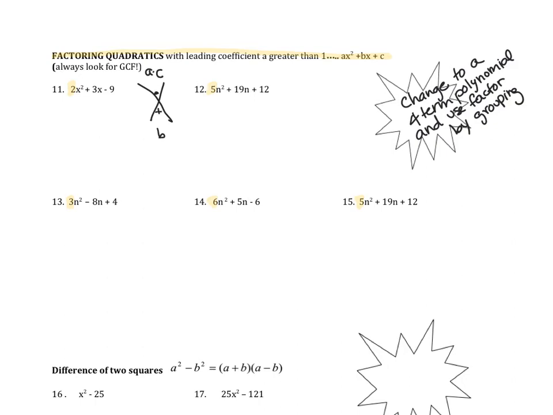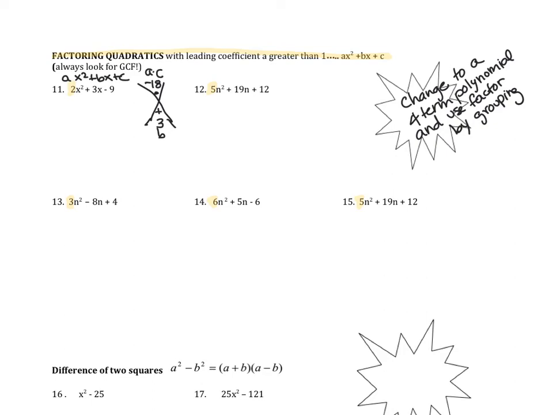The number I put at the top is what my side numbers multiply to, and the number I put at the bottom is what my side numbers add to. So remember it's ax squared plus bx plus c. So my a times c would be 2 times negative 9, or negative 18. And then my b is 3. So now what I'm looking for is 2 numbers that multiply to negative 18 while adding to 3.